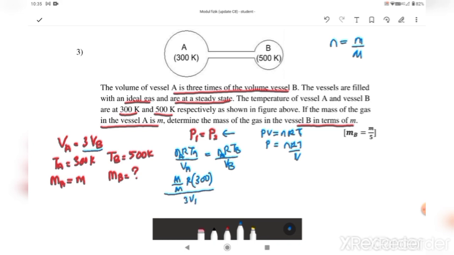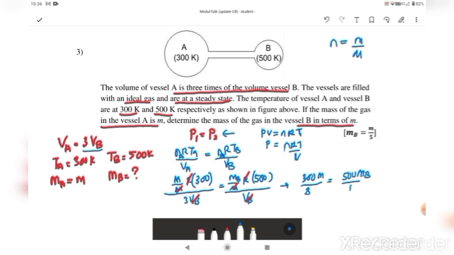So we substitute 3VB, and we can cancel VB on the left and right sides. We have mass B over molar mass, R, TB is 500, over VB. For the constants, we can cancel the constant R. We can also cancel the molar mass and also VB. So our solution will become 300M over 3 is equal to 500 mass B over 1.